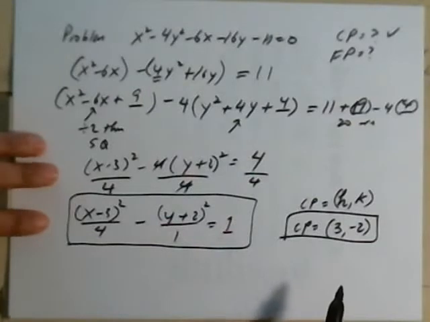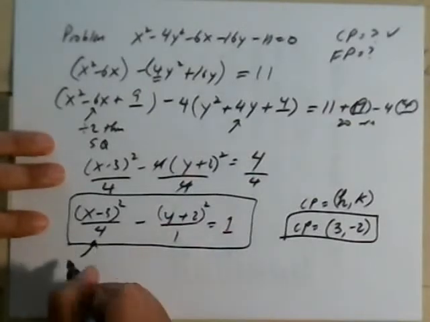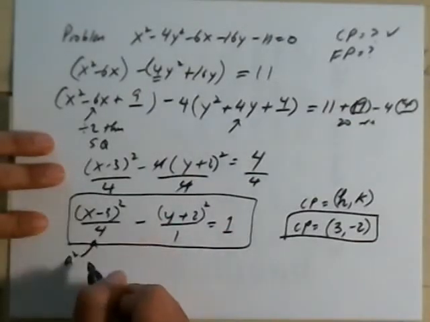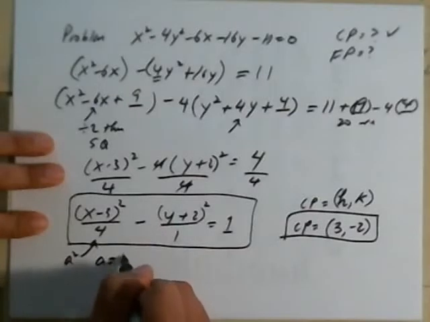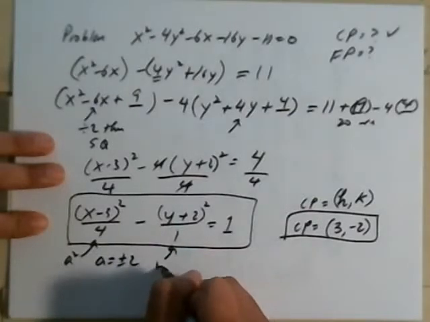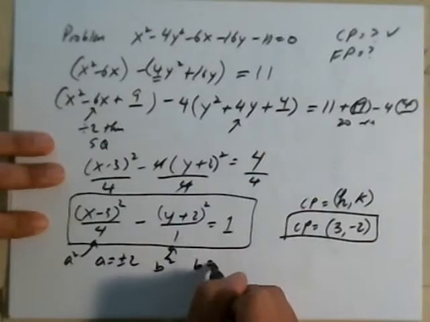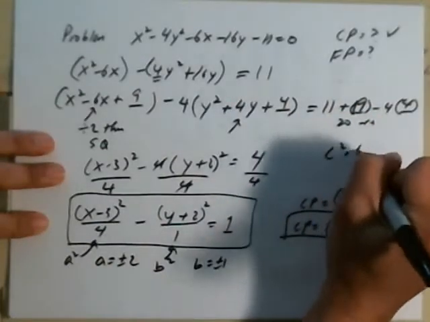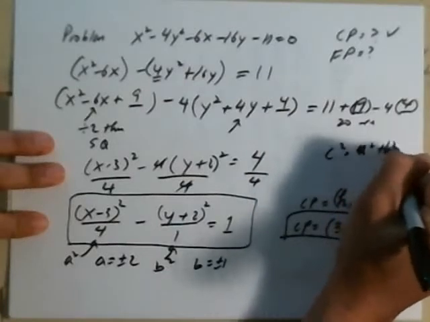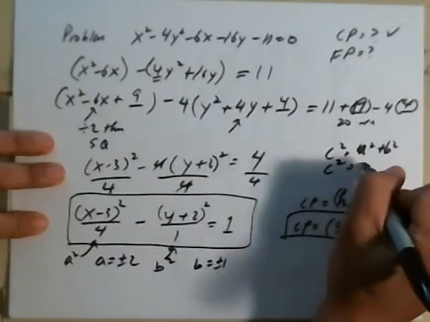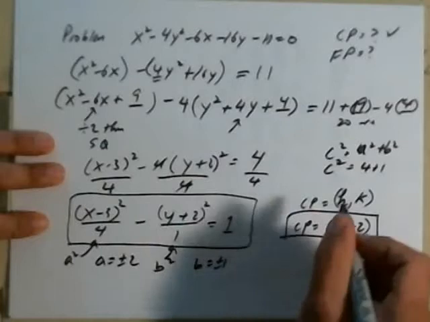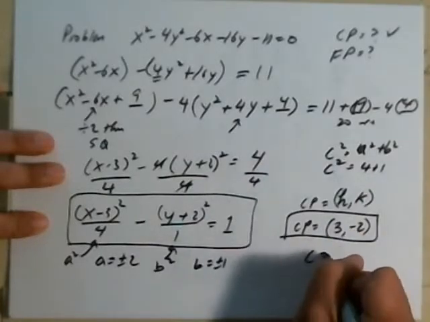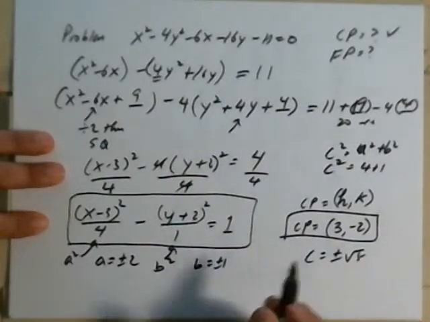To find the focal point, that's a squared. Remember, it's always in front of the first component. So a is equal to plus or minus 2. That's your b squared. B is equal to plus or minus 1. We know from previous that c squared is equal to a squared plus b squared. C squared is equal to 4 plus 1, which is 5. C is equal to plus or minus root 5.